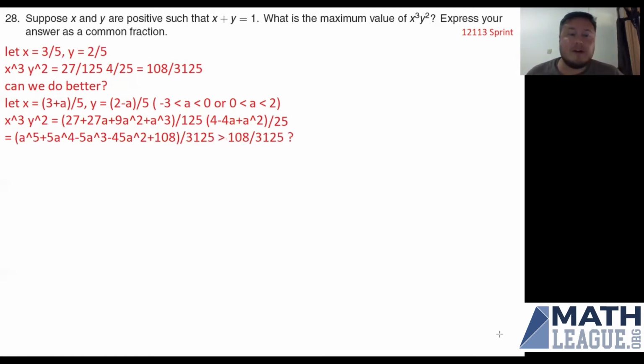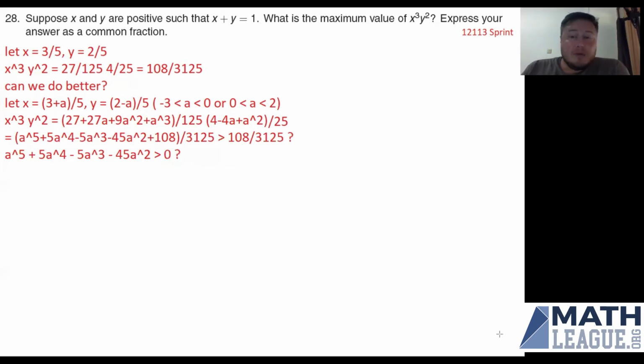In other words, is this greater than 108 over 3125? Well, we can do a couple of things first. Notice that there is a denominator of 3125 on both sides of the equation. Let's multiply both sides by that. Then you'll see there's a 108 on both sides. Let's subtract 108 from both sides, and you'll see that we have this inequality.